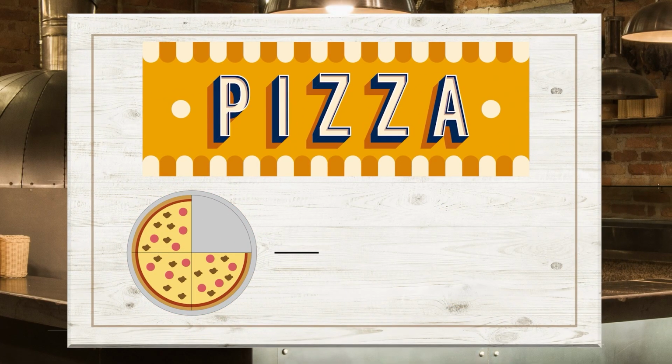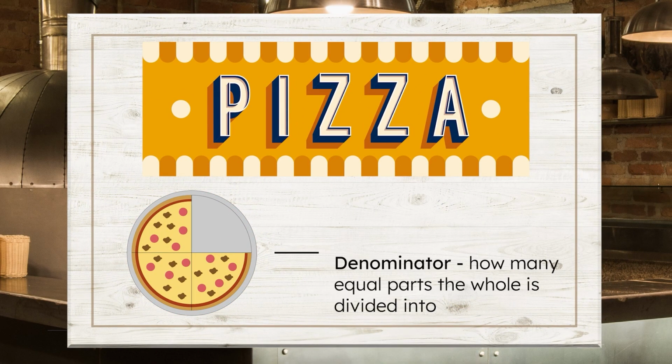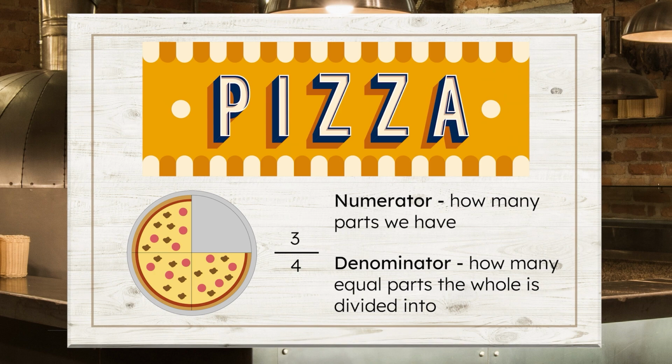The bottom number of a fraction, the denominator, tells us how many equal parts the whole is divided into. So what is the denominator for this pizza? Since there were 4 slices to start with, 4 will be our denominator. But what does the top number, or numerator, of a fraction tell us? It tells us how many parts we have, or how many we're working with, out of the whole amount. There are 3 of the 4 slices left, which means we can use the fraction 3/4, or three-fourths, to represent the pizza that's left as a fraction.